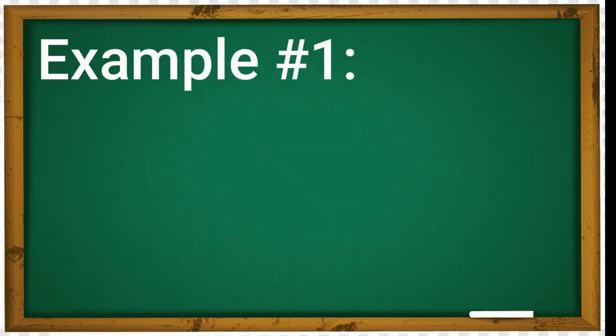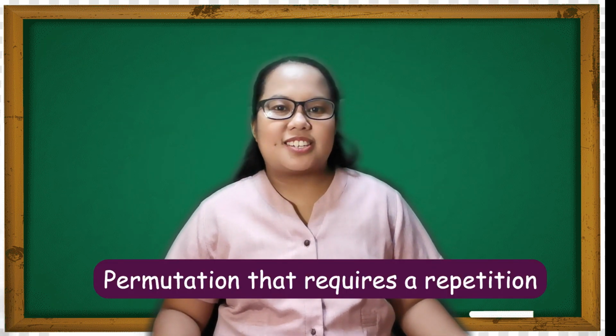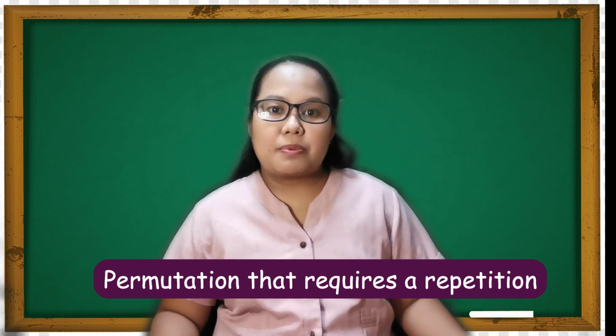I want to create a 3-item true or false test. How many different sets of answers can I have? This is an example of a permutation that requires repetition, since in a true or false test, answers may be repeated. So, how many possible permutations of answers can I have?